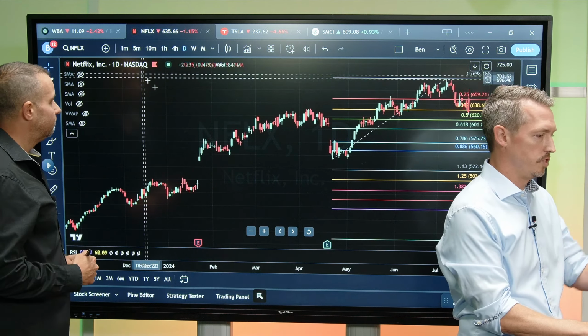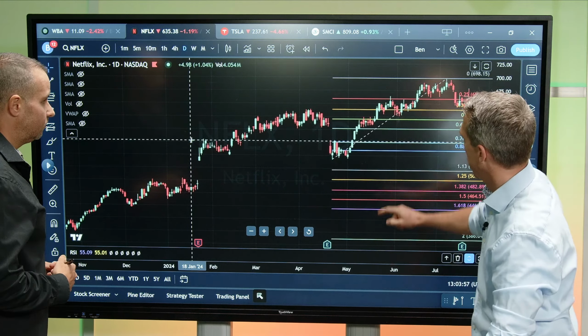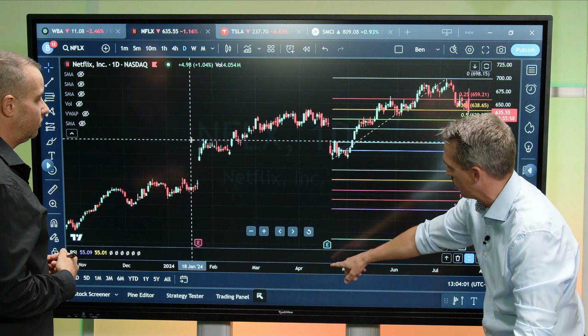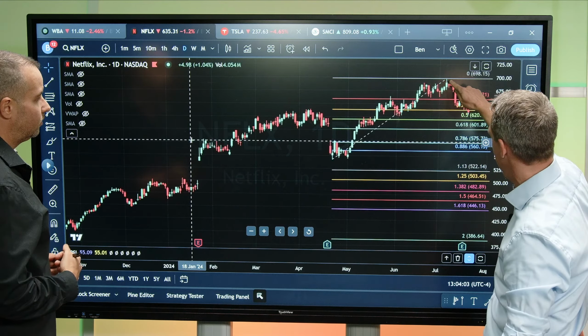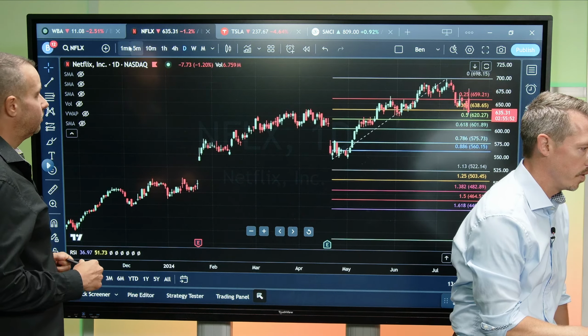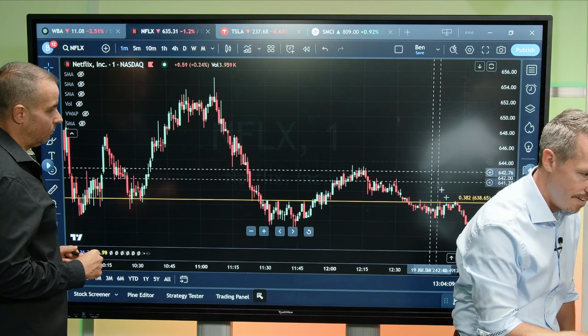If you zoom in, you see what I did. Just like Gareth, I took the Fibonacci retrace, started it from this pivot low that occurred over here in April. I took it to the high that occurred just at the beginning of July. And what did we see? We go to the after hours session.